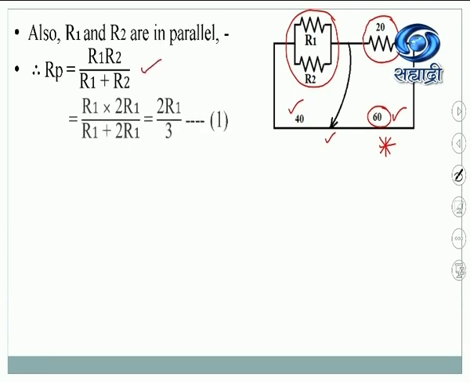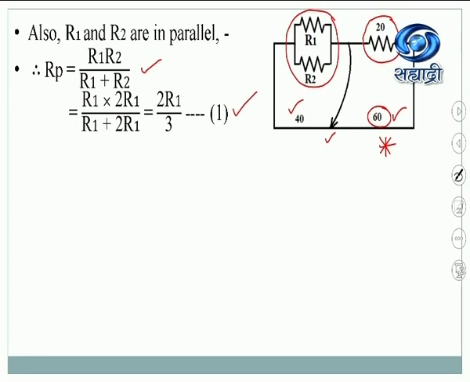We can write this as R1. How much is R2? We had seen just now, it is twice R1. So substituting here, R1 plus twice R1, we get this as 2 times R1 by 3. Say this is equation 1. So this much is the resistance in the left gap of this meter bridge.